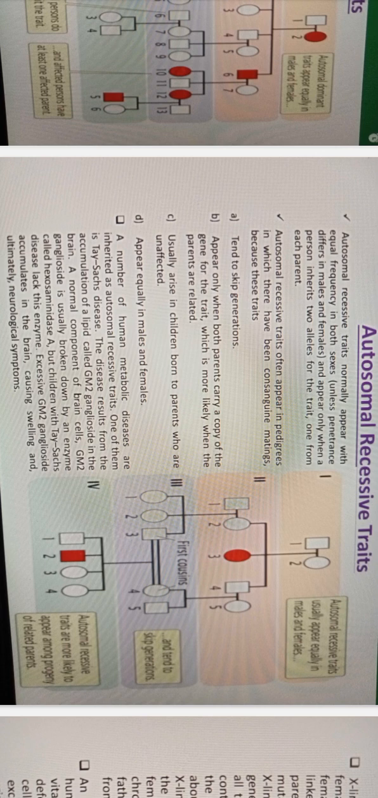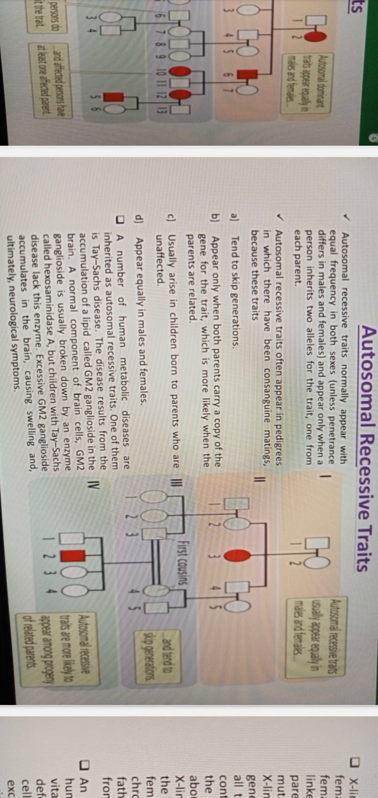Autosomal recessive traits often appear in pedigrees in which there have been consanguineous matings, because these traits tend to skip generations. Autosomal recessive traits appear only when both parents carry a copy of the gene for the trait, which is more likely when the parents are related. They usually arise in children born to unaffected parents and appear equally in males and females.